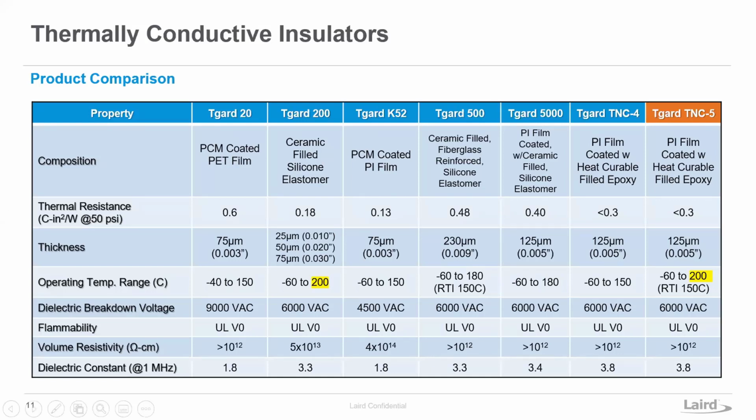And again, we see a need to drive that product family to a higher temperature range. And again, this is driven by the automotive market. Going from the TNC4 to the TNC5, we're looking to increase the operating range to 200 degrees C and have an RTI rating of 150 degrees C.